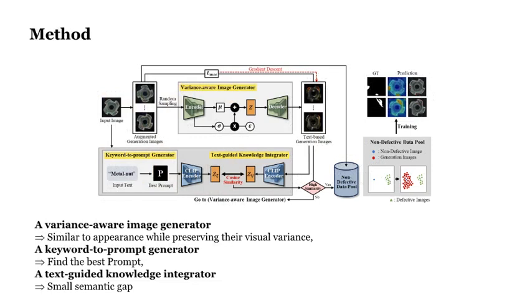First, we developed a variance-aware image generator to generate images similar to the appearance of non-defect images while maintaining visual differences. Second, we developed a keyword-to-prompt generator to find the best prompt appropriate for the input image. Third, we developed a text-guided knowledge integrator to reduce the semantic gap.